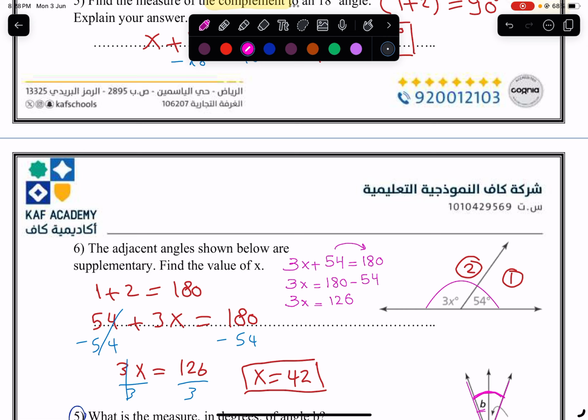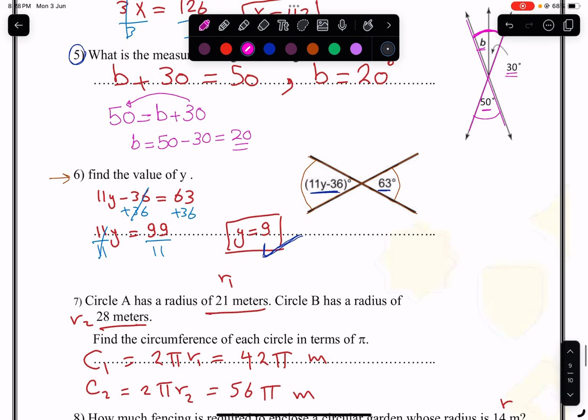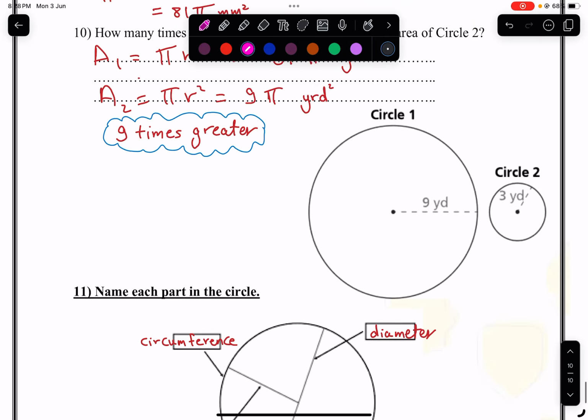Now what do I do? I need to find x. So I will divide here by 3, divide here by 3. So x equals 126 divided by 3, which is 42. That's it. Let us search for another one. I don't think we have another one.